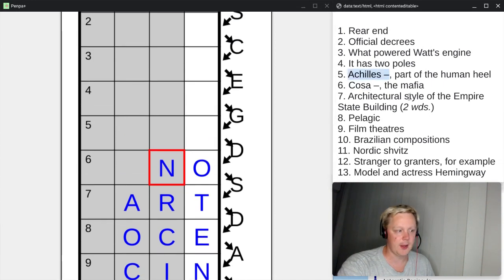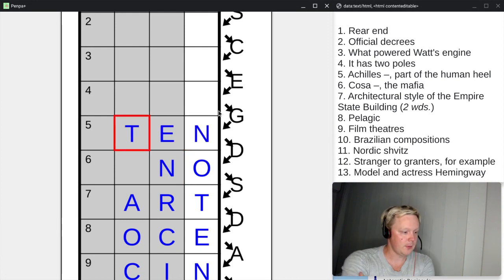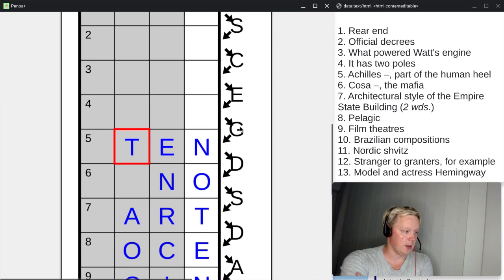So Achilles something, part of the human heel. Now Achilles heel is a term, but obviously we have a heel in the grid, in the clue, so it's not going to be heel. Achilles tendon is part of the heel, the sort of tendon at the back of your foot. So it's going to be, and that ends in DON, so tendon here, which again gives us a GNET ending for this 4. So it has 2 poles.